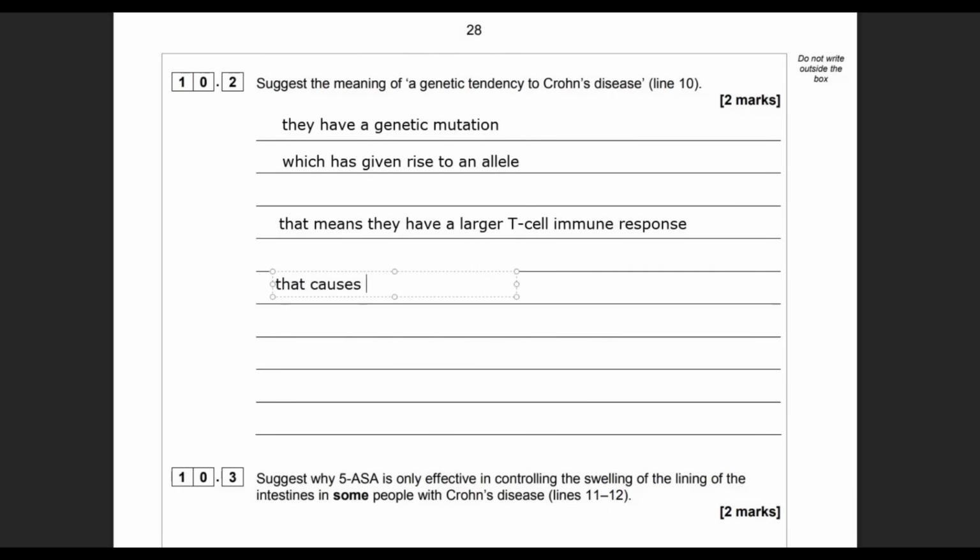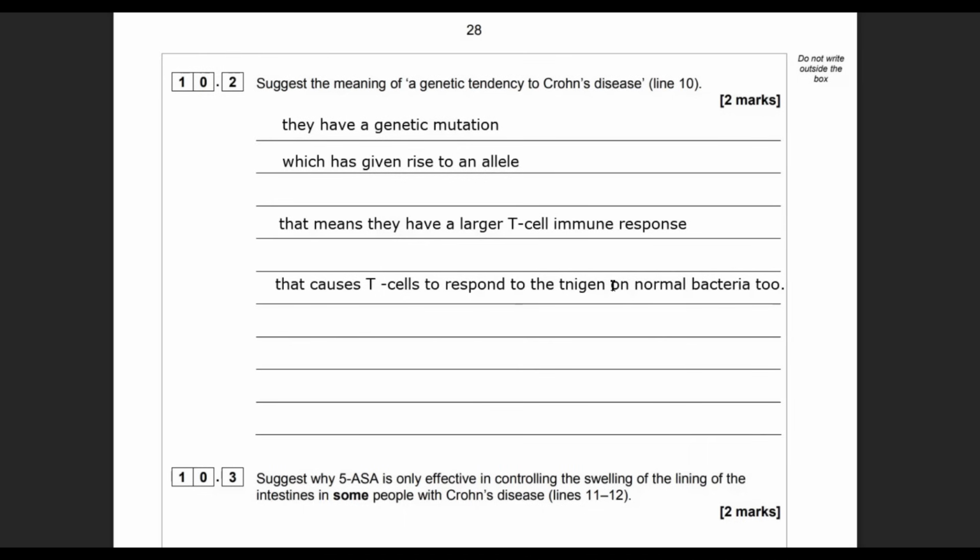That causes T cells to respond to the antigen on normal bacteria too. So normally your T cells would not respond. They've evolved to not respond to the normal bacteria. We live in a symbiotic relationship or mutualistic relationship with those bacteria.